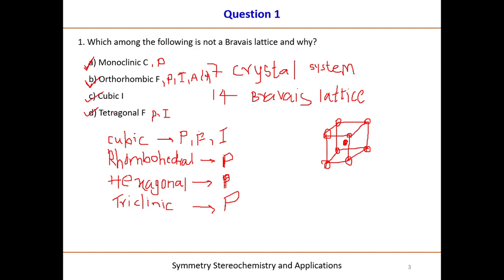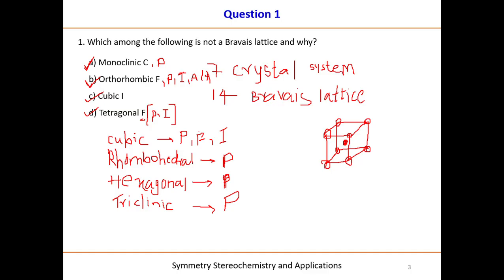Now let's talk about the tetragonal. As I told you, tetragonal has only these 2 lattices, that is primitive and body centered. These 2 lattices are Bravais lattices, not face centered. Face centered is not present in tetragonal. Okay.